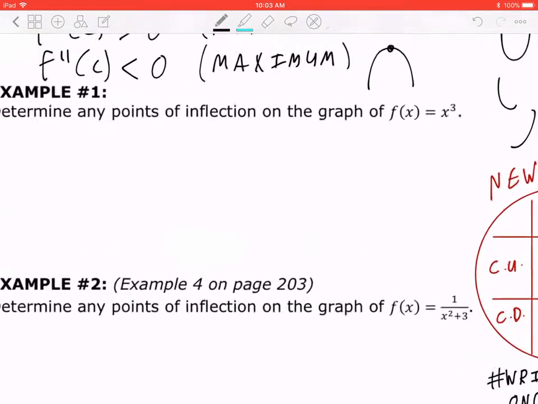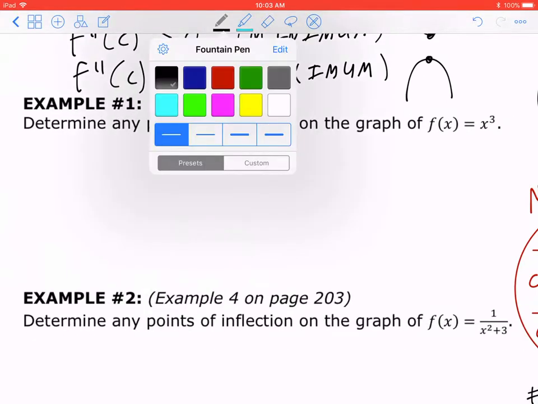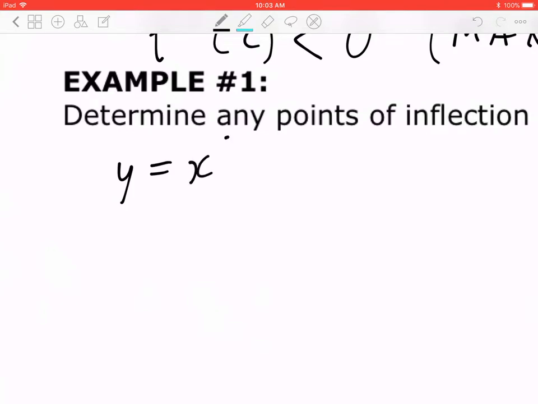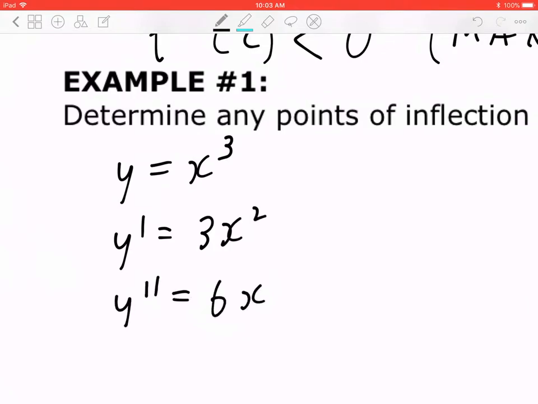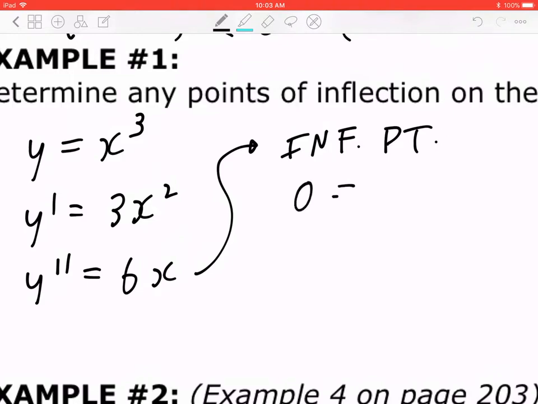Now, I'm moving on. Example number 1, determine any points of inflection on the graph y equal to x to the power of 3. So again, you're given the function y equal to x to the power of 3. When you find the derivative, y prime is going to be 3x squared. When you find the second derivative, that's going to be 6 times x. And again, you can find the point of inflection by setting the second derivative to 0. So 0 equals 6x, which means when you solve for x, x is going to be 0.